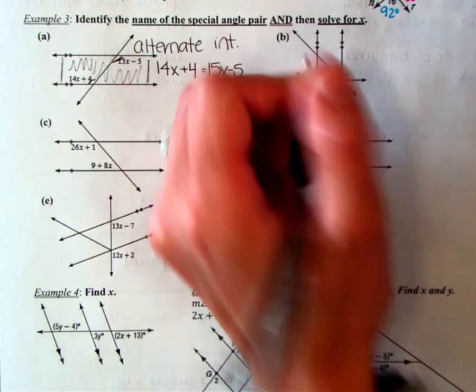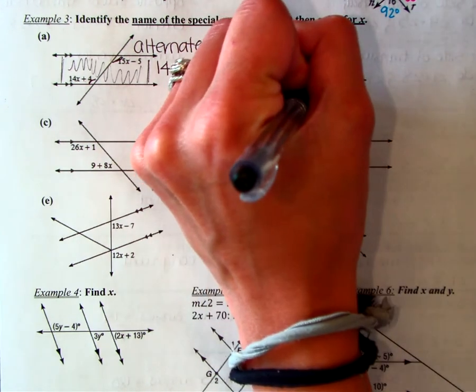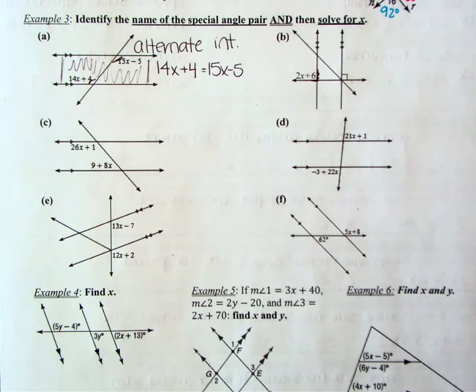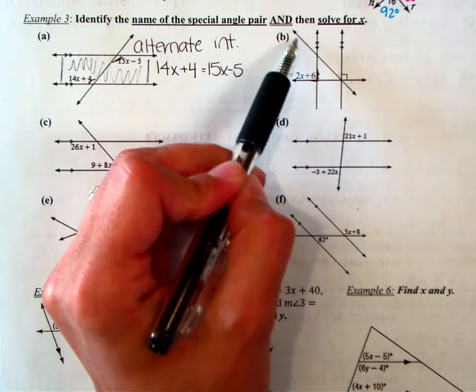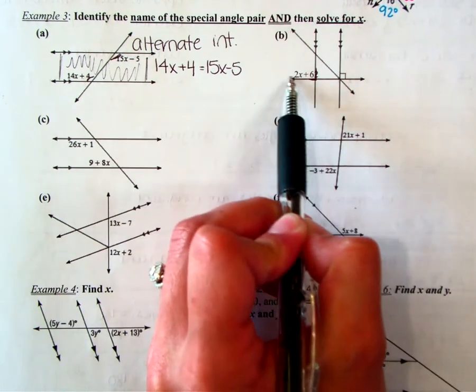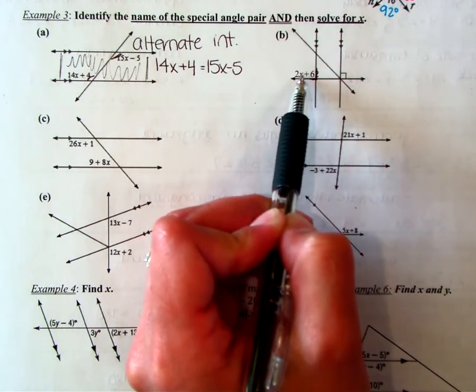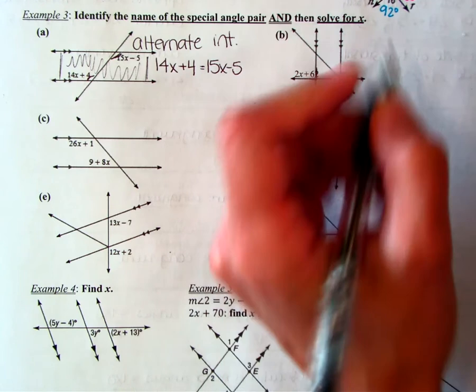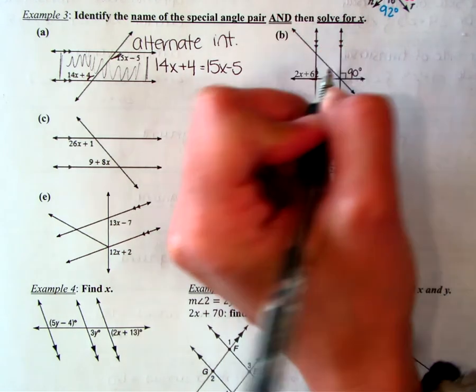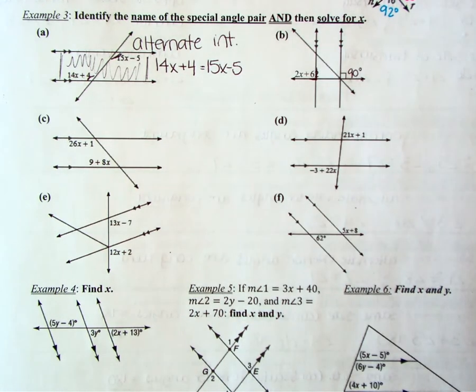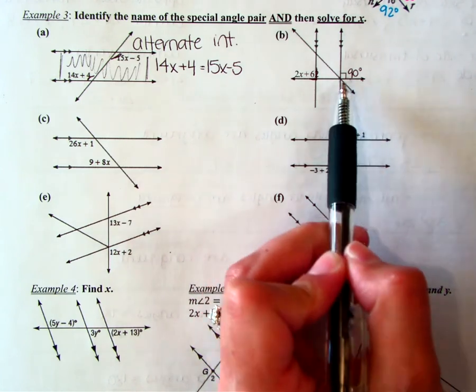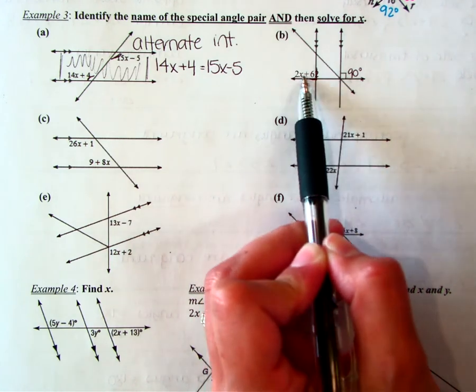B, this 2x plus 62 is this angle right here. We actually have a transversal here and we have a transversal here. The only other thing I know besides that 2x plus 62 is this box over here. And we know that that is 90 degrees because it's a right angle. So I'm looking at a relationship between 90 degrees and 2x plus 62.